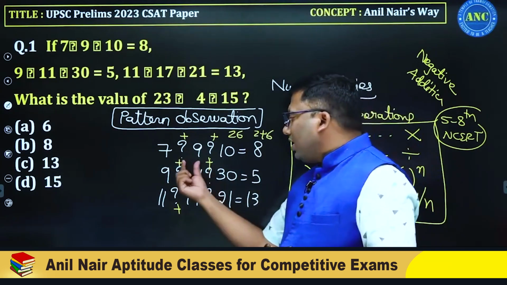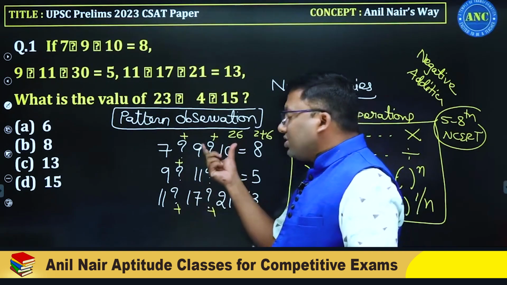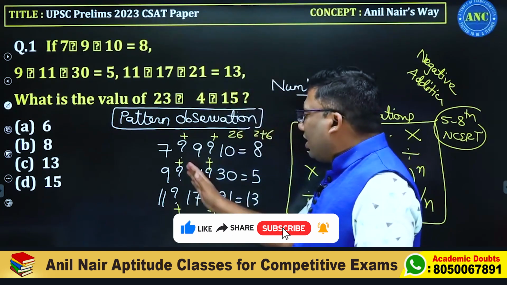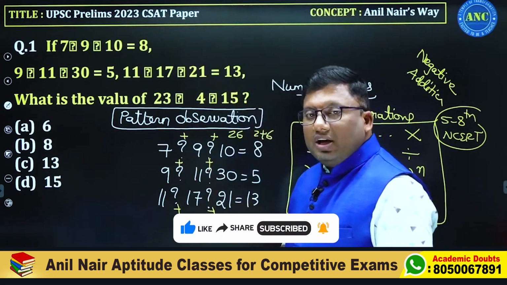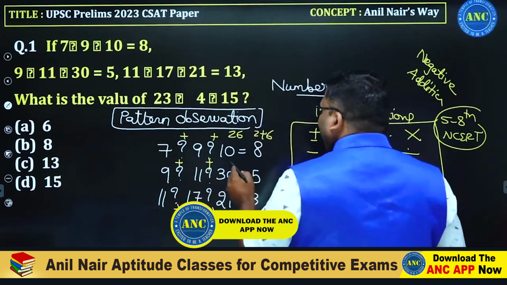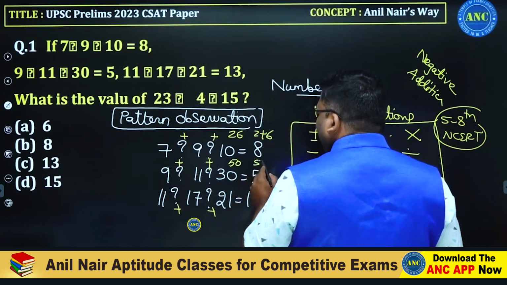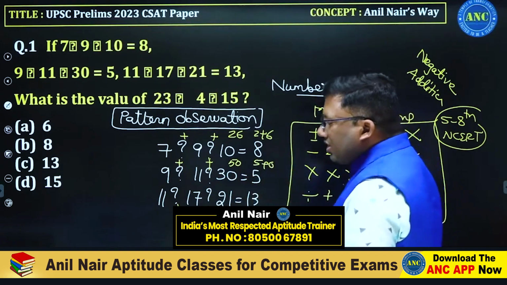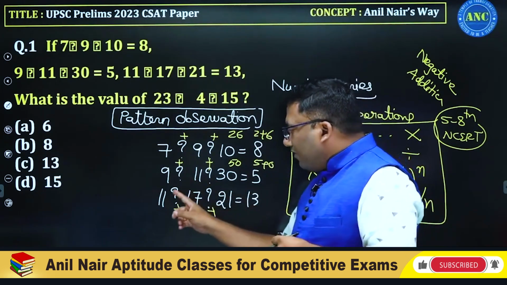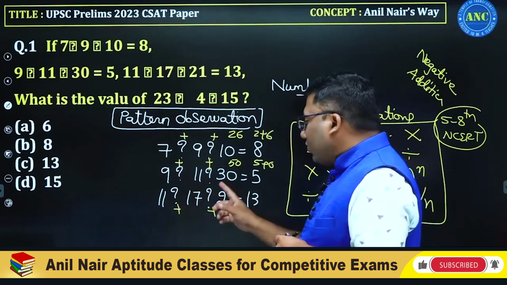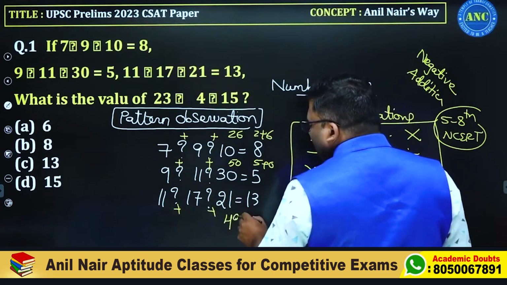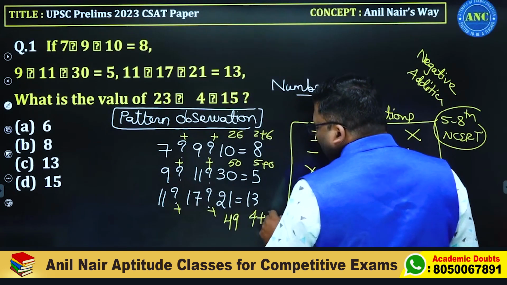Second example, 9, 11 and 30. In the first example, I kept all plus. Check whether all pluses will give you the answer. 9 plus 11, 20. 20 plus 30 is 50. Again 50, 5 plus 0 it is 5. Two examples are satisfying this question. 11 plus 17, 28. 28 plus 21, 49. 4 plus 9, it is 13.